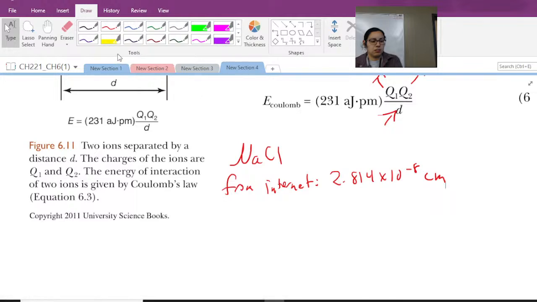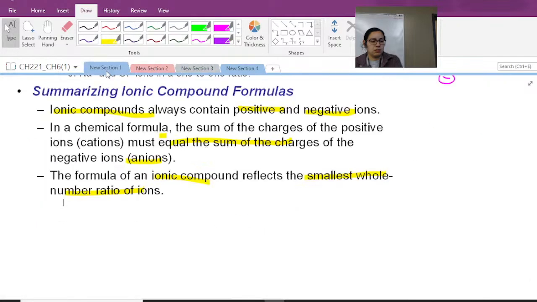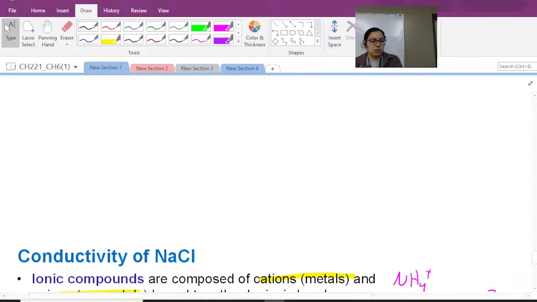And so how else could we measure it? So let's just say from our textbook now, and we'll see how they compare. The distance you can also get just by adding the two radii together, right? Because you'll have your sodium cation, smaller radius, and then our chloride, large radius. If we add those two radii, that will also give us the distance. But again, numbers may vary.